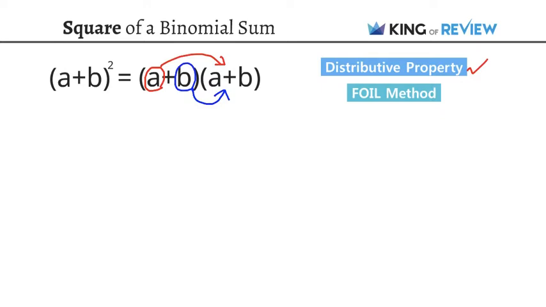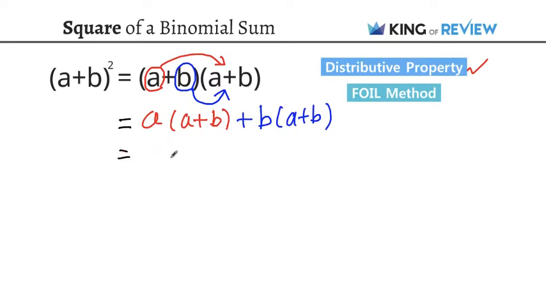Okay, so this is equal to A times A plus B, and then plus B times A plus B, right? Okay, so this is equal to a times a, that's equal to a squared, right? Plus a times b, that's equal to ab, right? Plus b times a, that's equal to ab also. And then b times b, that's equal to b squared, right?